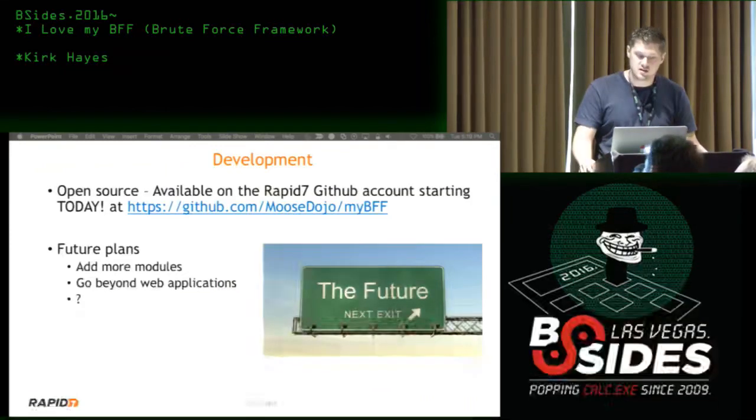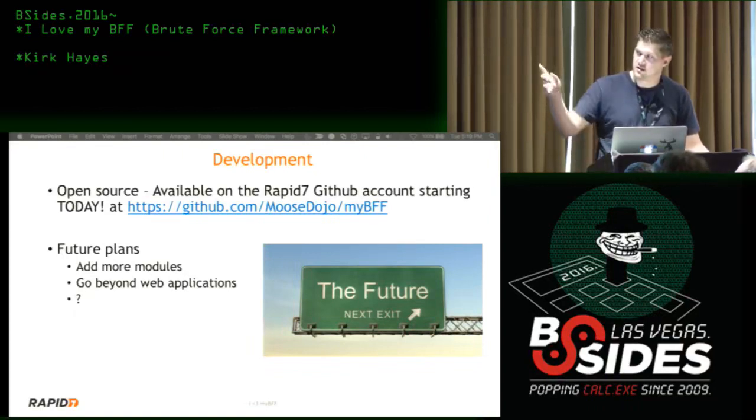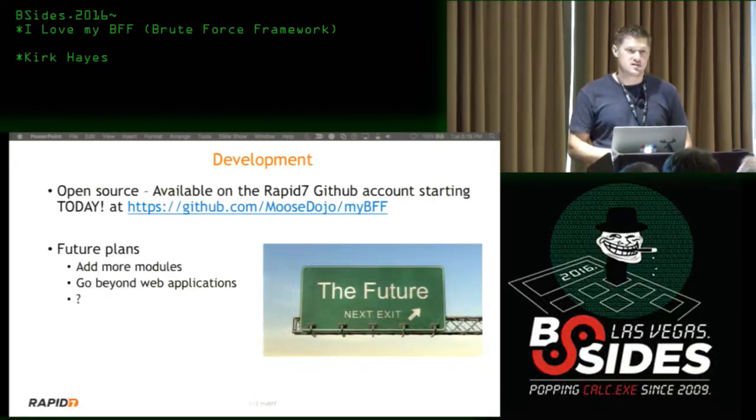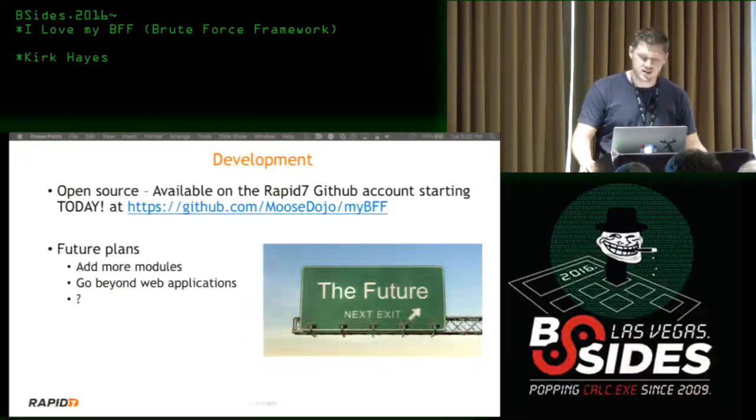So MyBFF is going to be available today, right after this presentation. It'll be located on the Moose Dojo GitHub page, so go check that out. I'll be adding more modules as I go. Currently, I have plans for WordPress, Cisco VPNs, and a couple other web apps, as well as SMB, FTP, Telnet, SSH, and other protocols as well. So a lot of cool things coming.